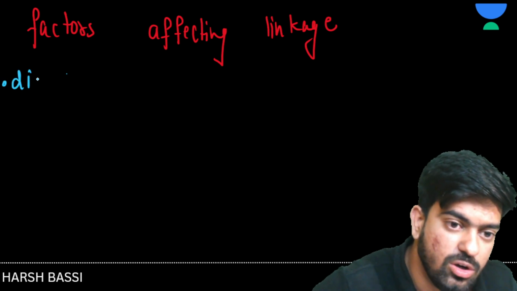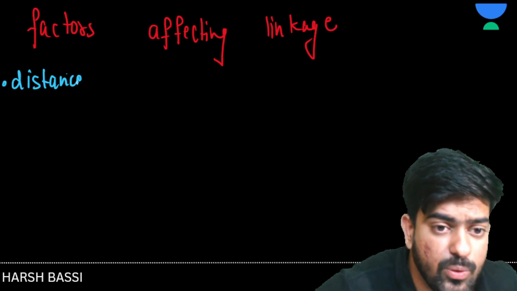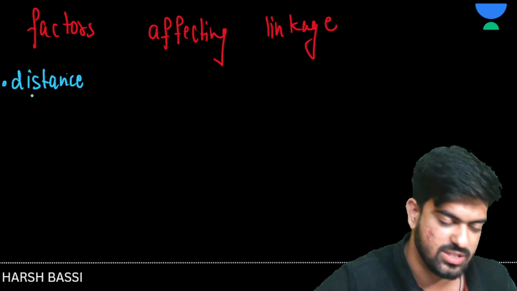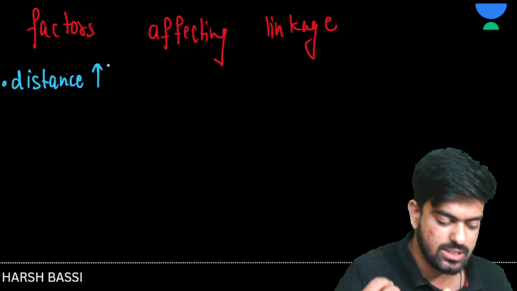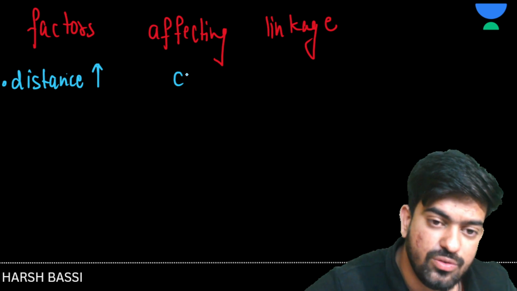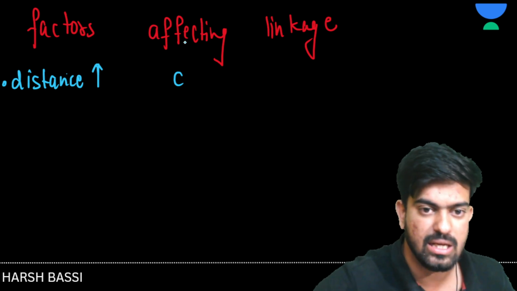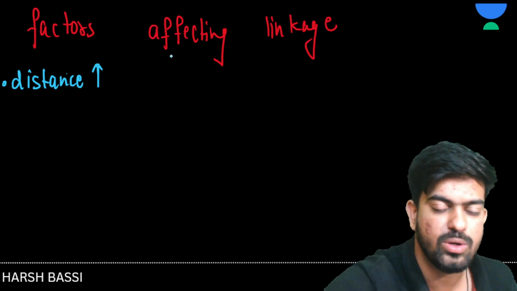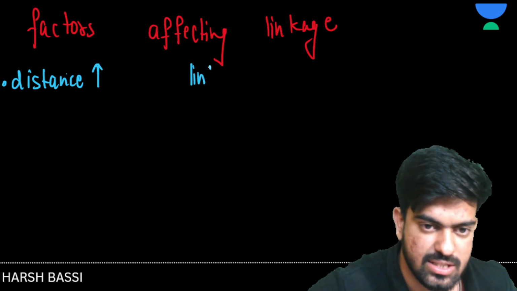Because see, if you're not going to communicate with me, then how will I know what issues you are facing, right? So if distance is more, so crossing over, linkage will be what? Linkage will be less. Yes or no? If distance is more, then I'll say linkage is less.